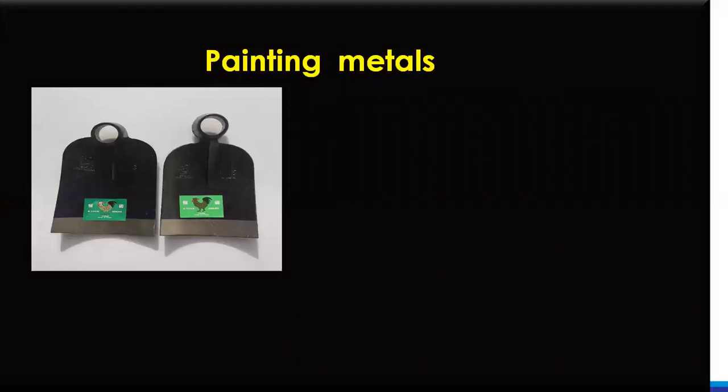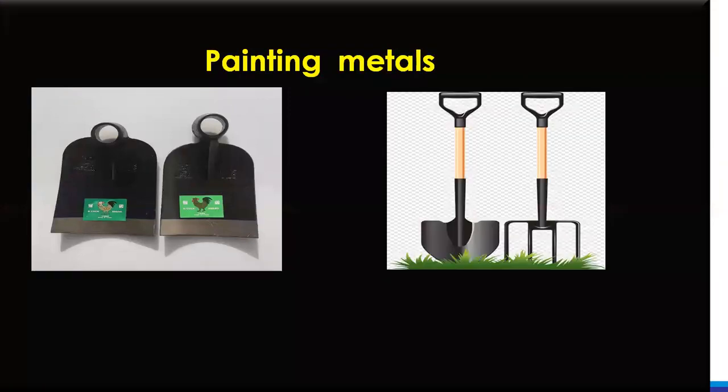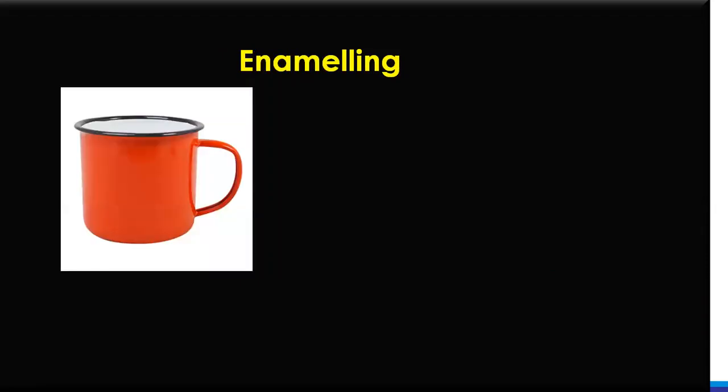In a nutshell, painting of metals. You have seen how those holes have been painted. You have seen how the shovel and the garden fork have been painted. Painting prevents the moisture or water from reaching the metals. We shall see a question with the time to come. We shall ask you, how does painting prevent rusting?